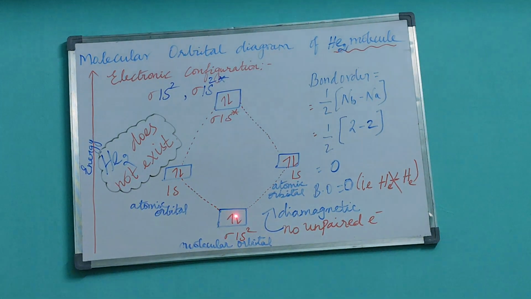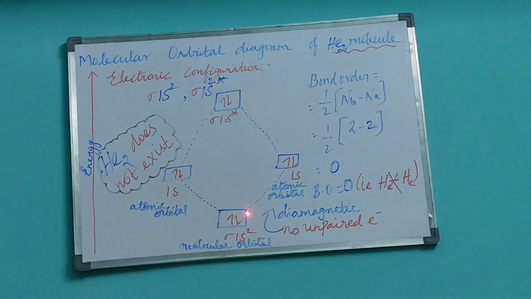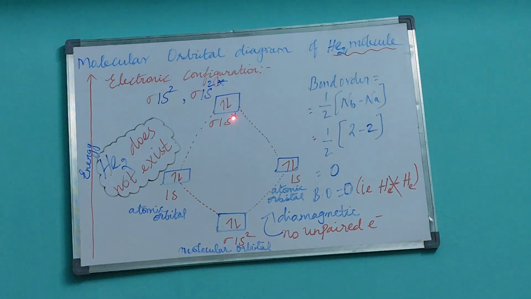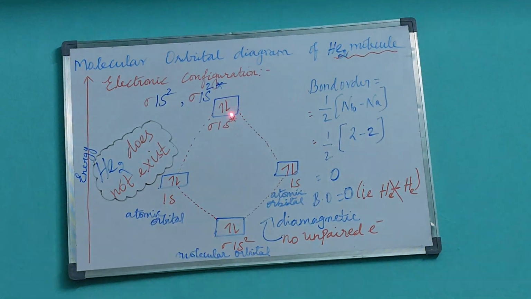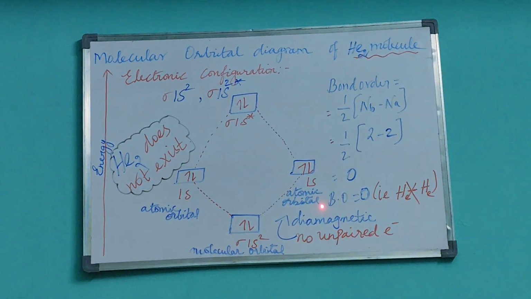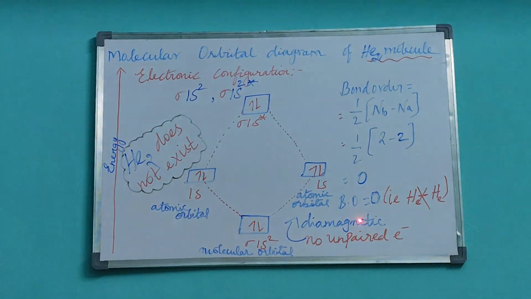In the bonding molecular orbital, all the electrons get paired. In the anti-bonding molecular orbital also, all the electrons get paired. Therefore, no unpaired electron is present. If there is no unpaired electron, the magnetic property will be diamagnetic.